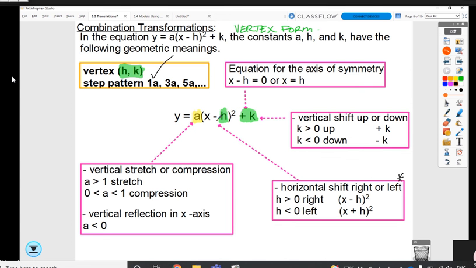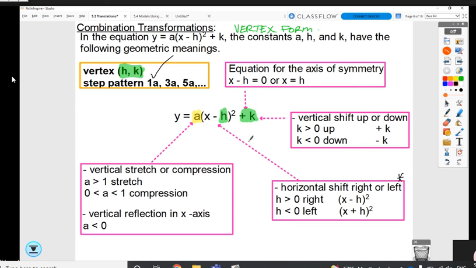But the k value is very straight up. It doesn't lie to us. If it says plus 2, it means up 2. If it says minus 5, it means down 5. The k value is a really nice guy. H in here, he likes to play a little bit of tricks. So be careful of this one, all right?